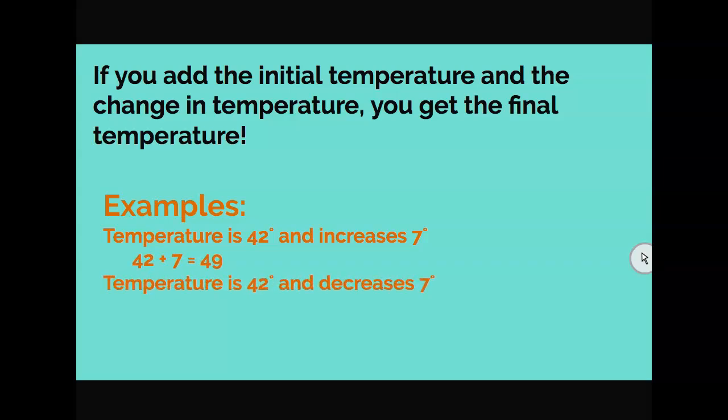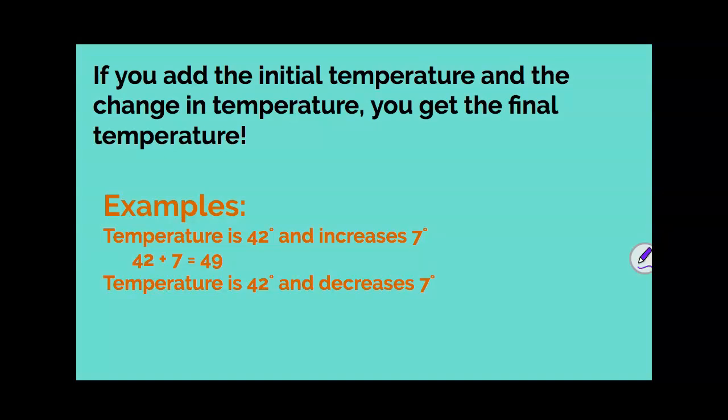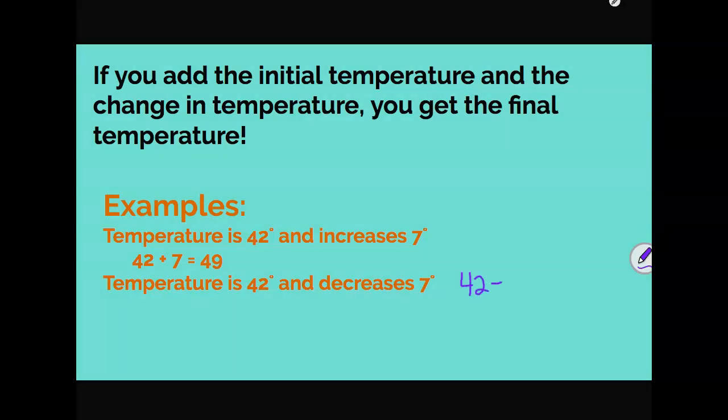What if you have temperature being 42 and decreasing by 7, and I ask you to write an addition sentence? It's probably pretty normal for you to think of this as 42 minus 7, but that decrease of 7 is a change of negative 7, so you can also write it as 42 plus negative 7, and both times you get an answer of 35. These actually mean the same thing.